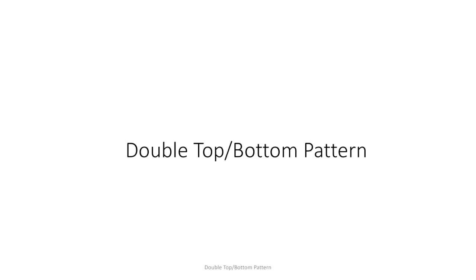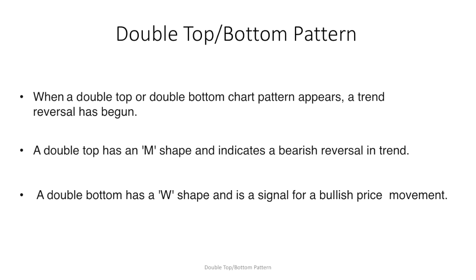So what is double top and double bottom chart pattern? It is a trend reversal chart pattern. Whenever a double top or double bottom appears, it is a trend reversal chart pattern. A double top has a shape like the letter M and it indicates a bearish reversal in a bullish trend, while a double bottom has a W shape and it is a signal for bullish price movement. Okay, so we will see.